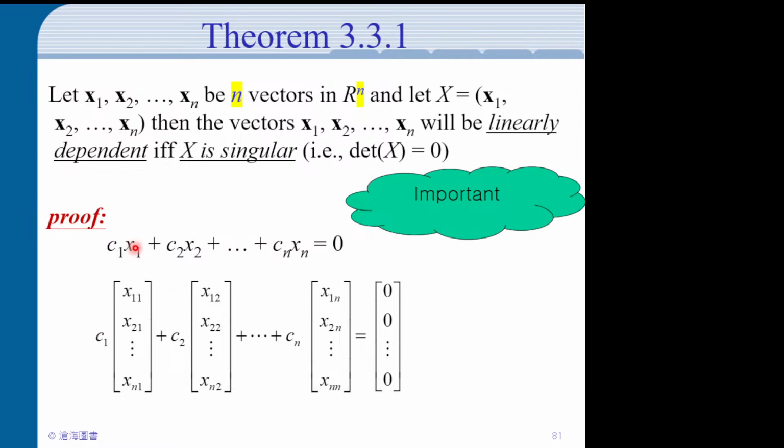So we want to solve C1 x1. Oh, I forgot to bold case here. Those are all vectors. So C1 x1 plus C2 x2, etc., up to Cn xn. We want to solve for a summation of this equal to 0. And if you write it down in matrix form, all those column vectors sum to 0.